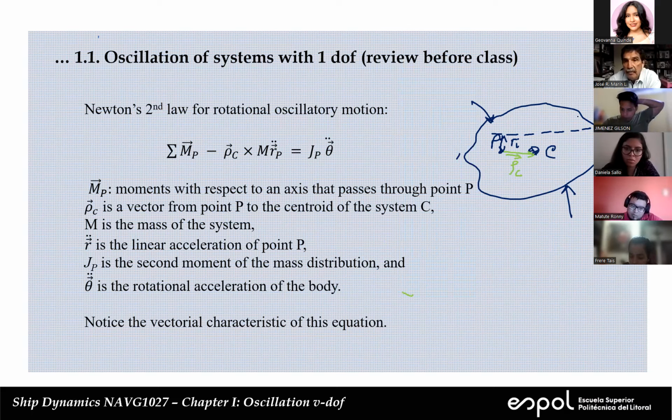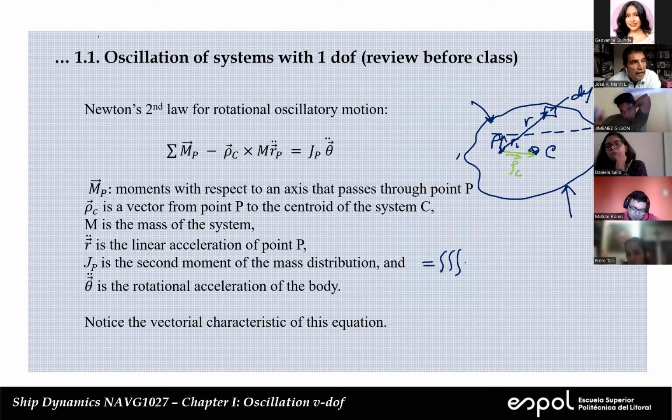And JP is the second moment of inertia of the mass distribution. That means that, for example, here I have one mass. This is a small mass. So I set up an R, a distance here. And this JP can be calculated, integrated over the whole domain of R squared dm. So you have to add each one of these. This has units of mass times length squared. And of course, this is also a vector, theta double dot. This is a rotational acceleration of the body.